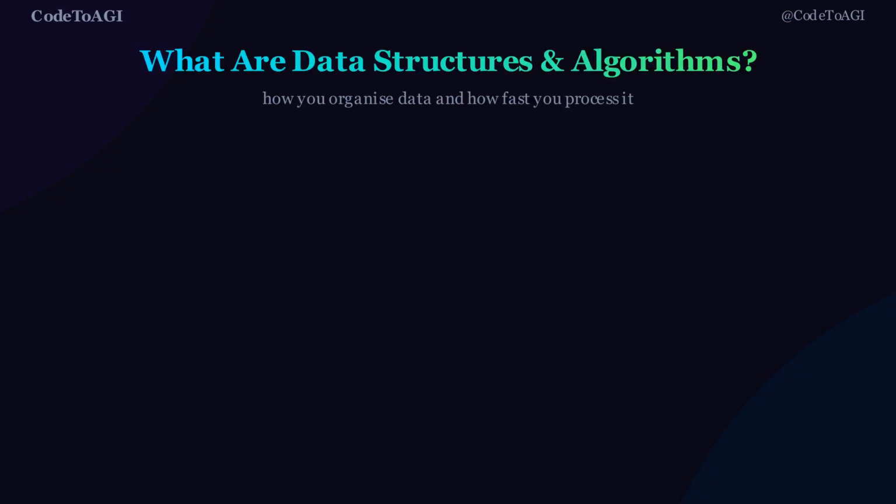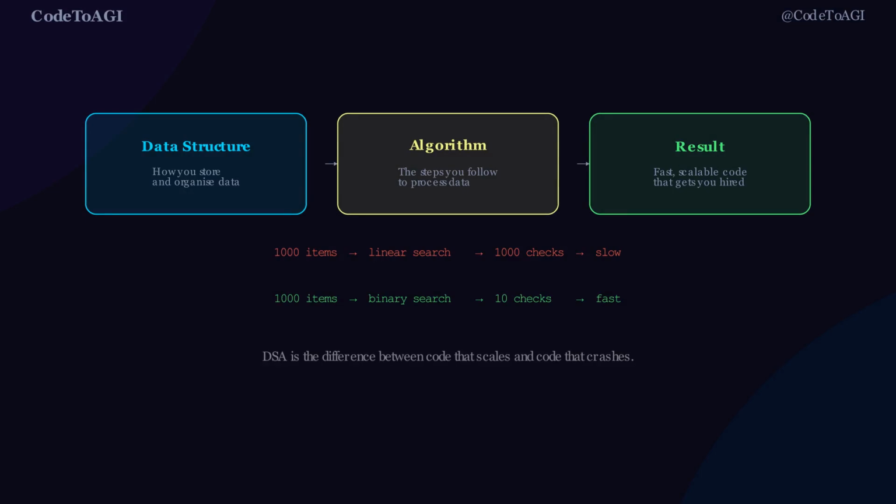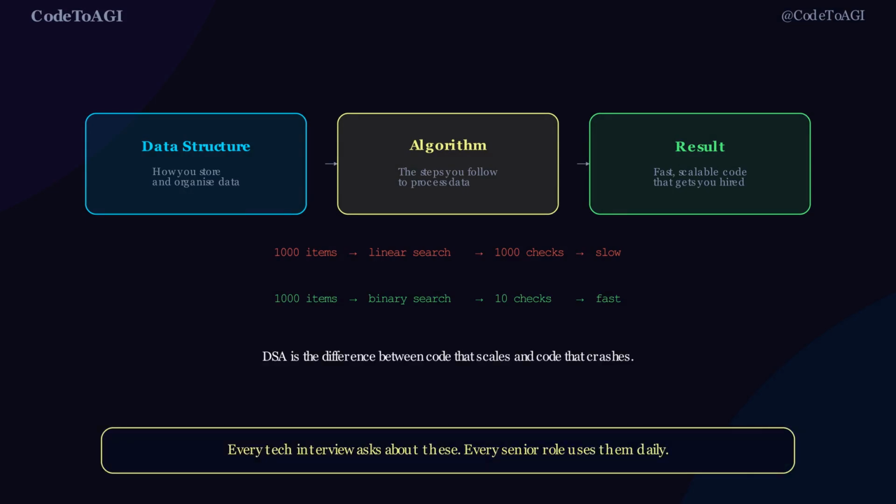Data structures are ways of organizing data in memory. Algorithms are steps your code follows to process that data. Together they answer one question: is your code fast enough?